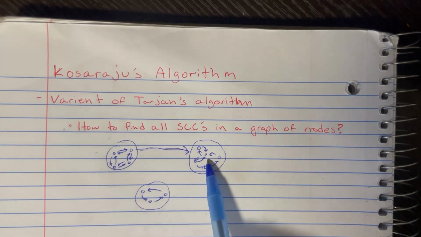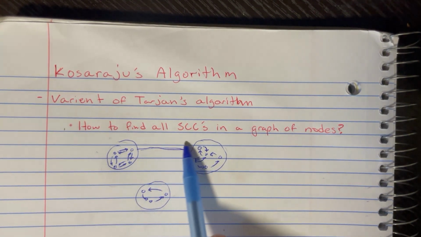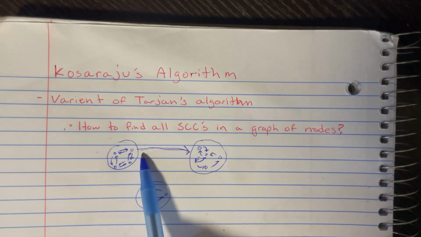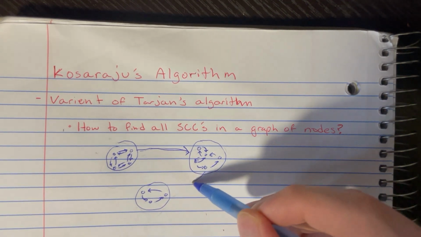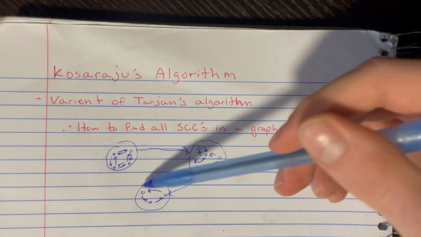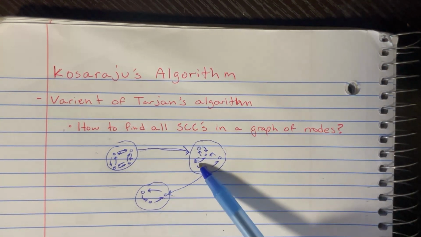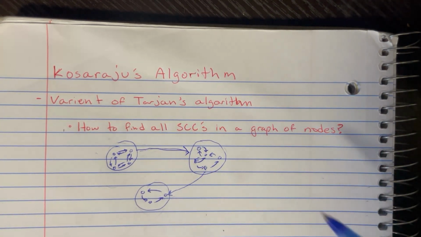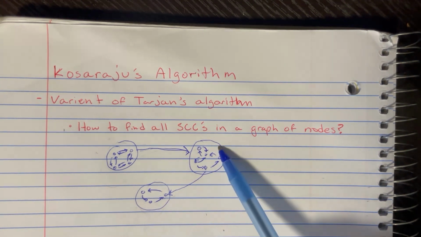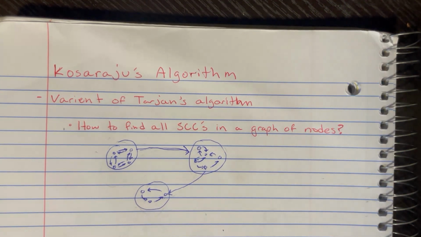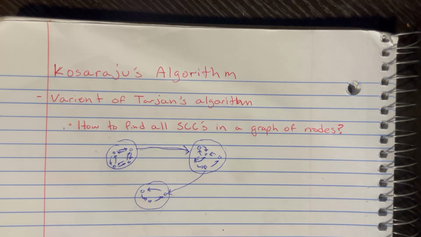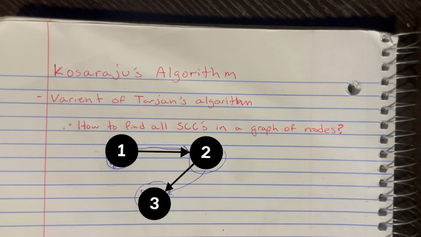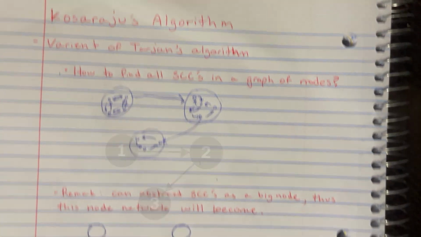This does not make it a strongly connected component because as soon as you cross this boundary, there's no way to get back. And the same thing occurs if we make an edge from here to here. Now, if we add a line here, or we add a line back here, these will become strongly connected components because you can go from this node network to this node network. So one thing we can gather from this is that we can abstract SCCs, strongly connected components, as a big node. Thus, the node network will become a DAG, where it shows the cross-boundary edges.